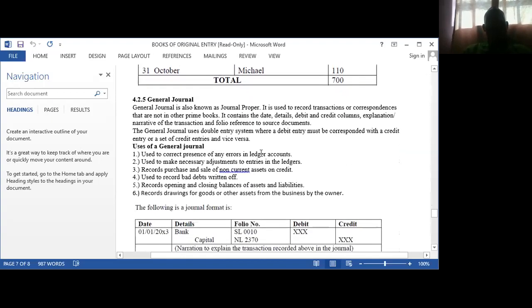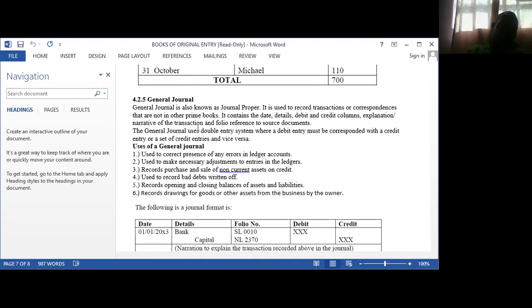The last book of original entry I want us to look at in this particular lesson is the general journal. The general journal is normally used to record things which don't qualify to be recorded in the four that we have discussed. Remember, what goes to the sales, purchases, sales returns, and purchases returns are only goods. And from the onset, I've simply said that goods are items that are bought with the aim of reselling them to get profit. Anything else which is bought by the business which is not meant for sale is not a good. A good example here is fixed assets.